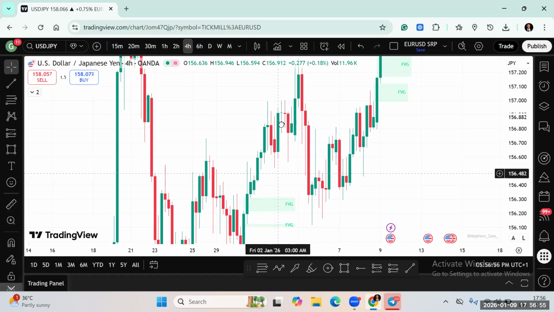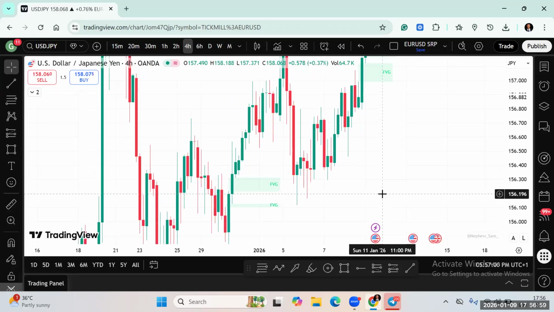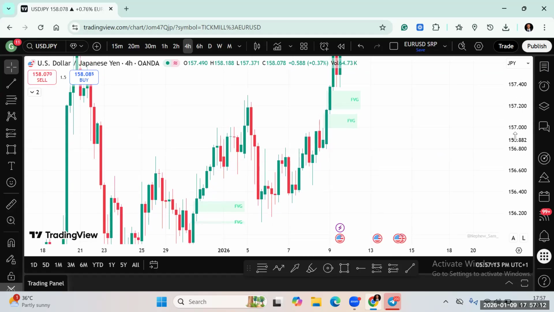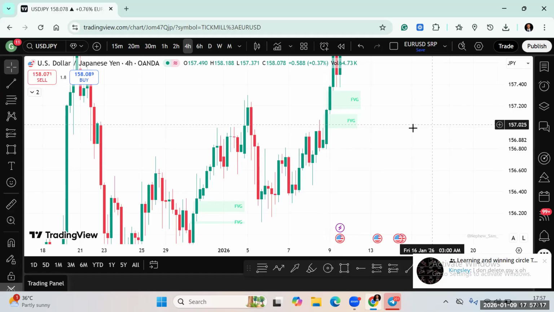So now inside this range, price has mitigated this one. Price closed above here and picked order here. Price closed above here, picked order here. And price has not come back since to pick order around here or probably here.